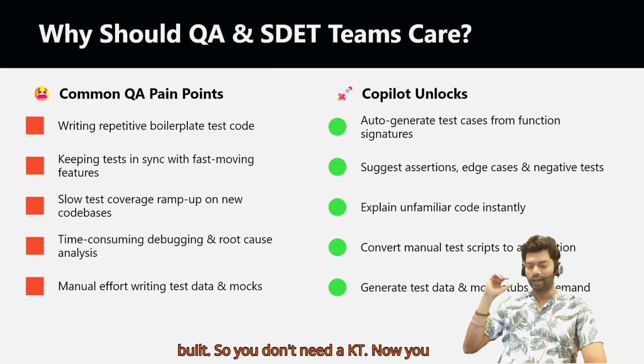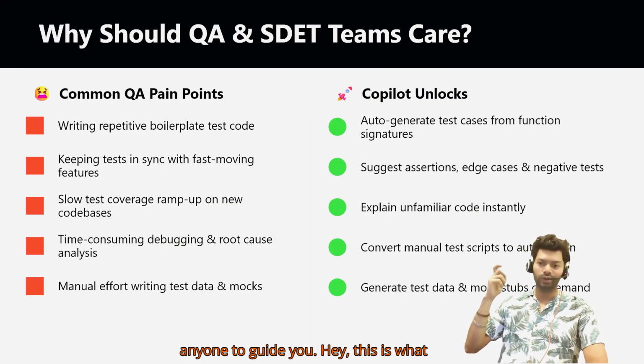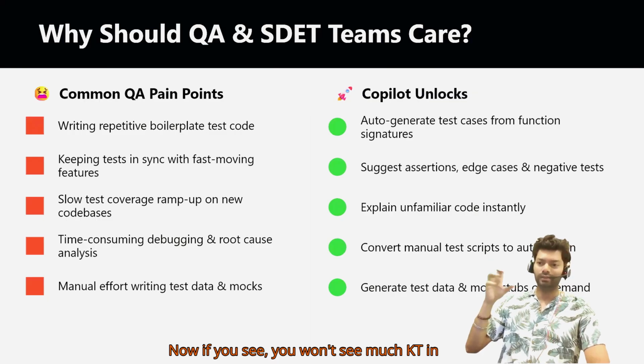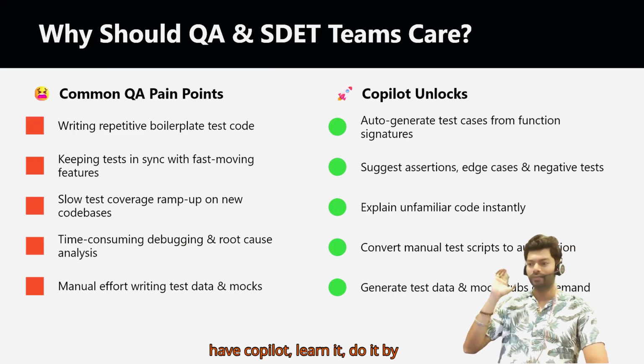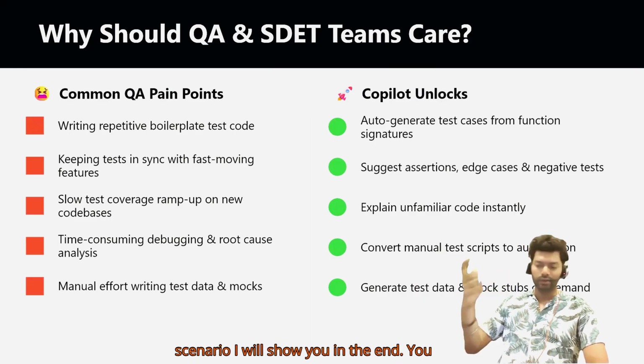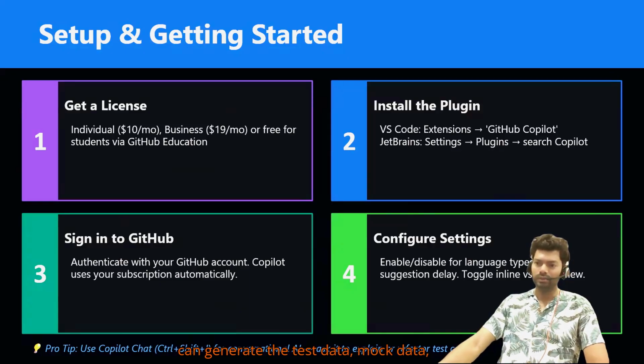Now you can start from scratch. You don't need anyone to guide you, saying this is what you need to do. That was a problem before Copilot, before AI came. Now you won't see much KT in any company, and they will say, hey, you have Copilot, learn it, do it by yourself. And also, you can just give a manual test case, and it will convert it into an automation script. That is one scenario I will show you in the demo. You can generate test data, mock data, all things possible.